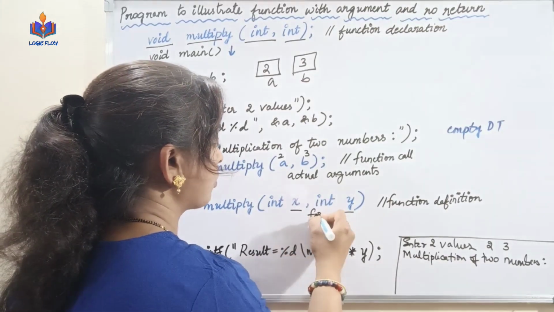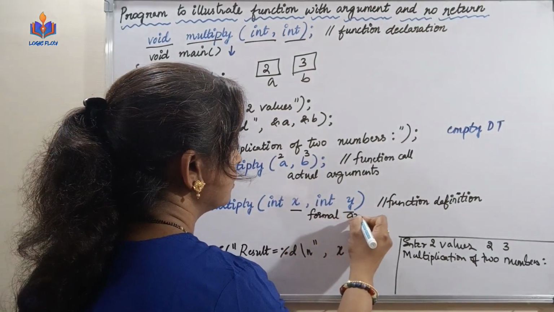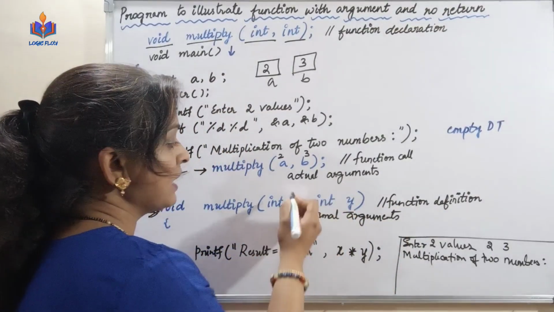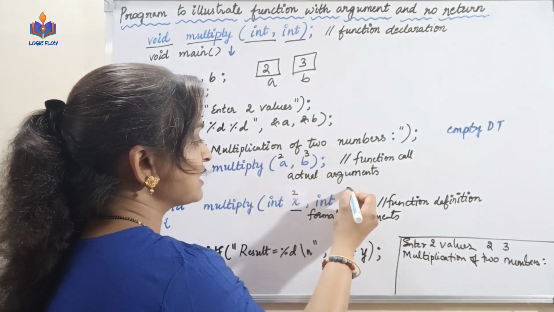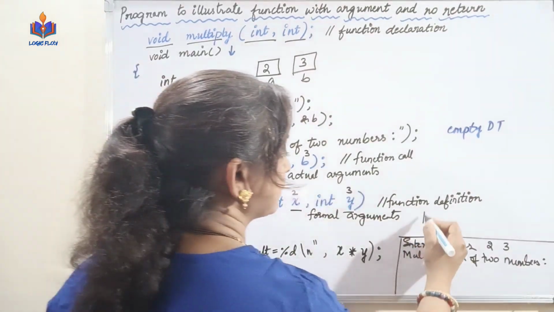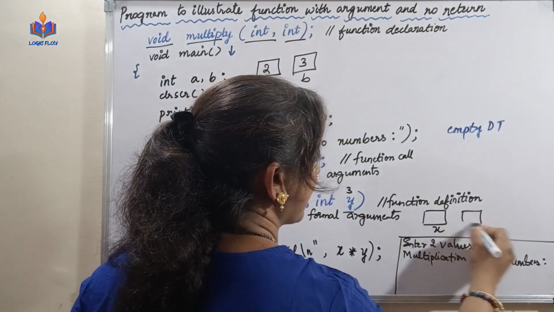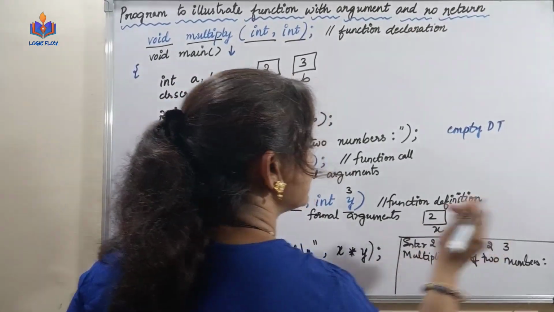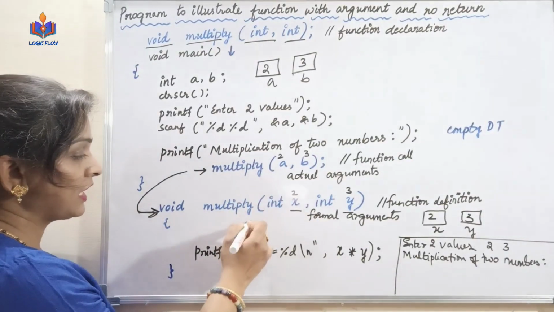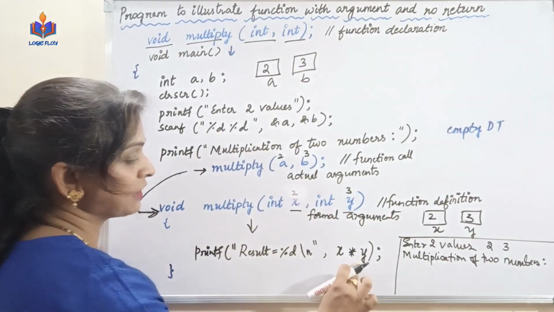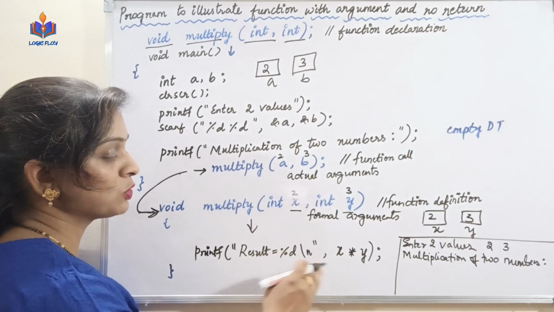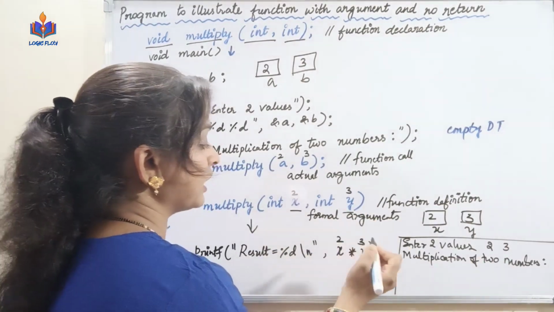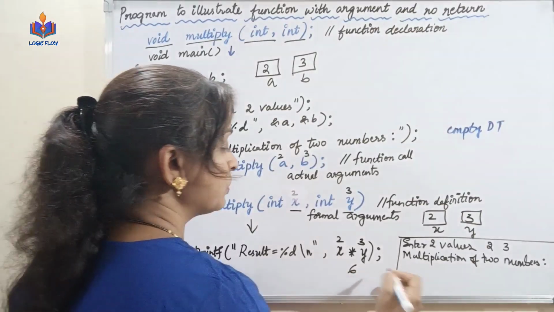X and Y are called formal arguments, receiving that with X and Y. X is receiving 2 and Y is receiving 3. So here let me write the memory block. X and Y: X is getting the value 2 and Y is getting the value 3. Get inside the function, execute the single statement. I say straight away result equal to percentage d, compute and print X into Y, 2 into 3. So it is 6. I'm going to get the result.